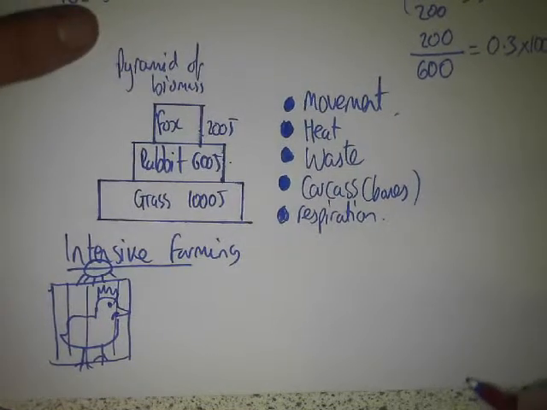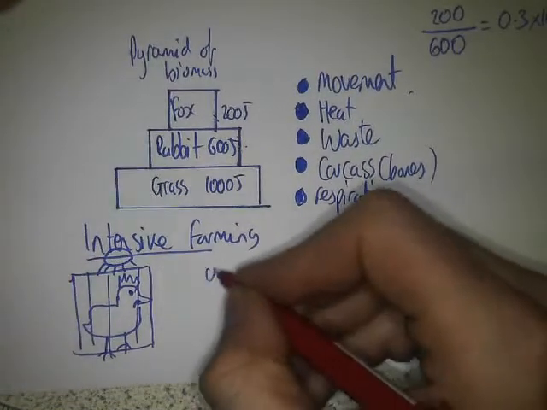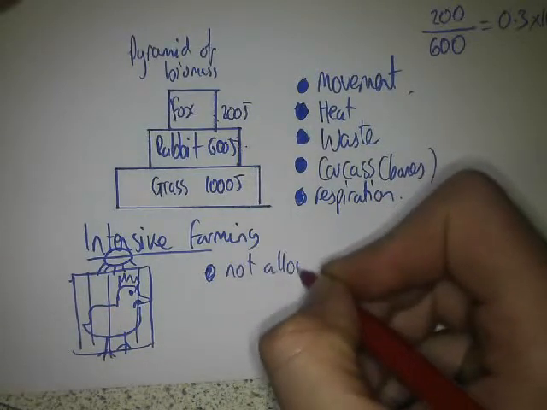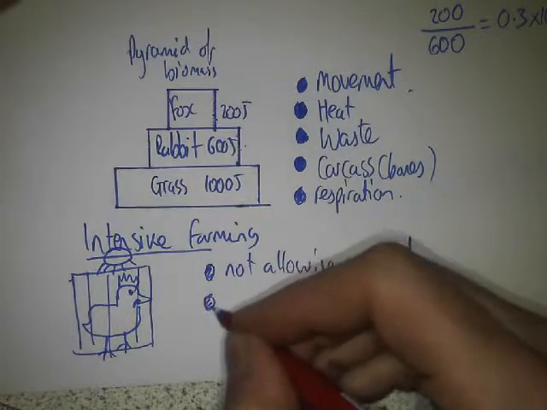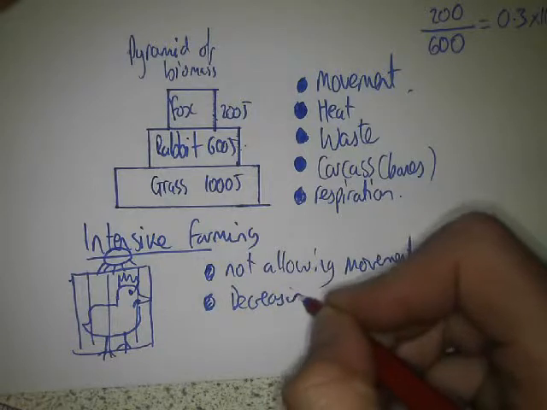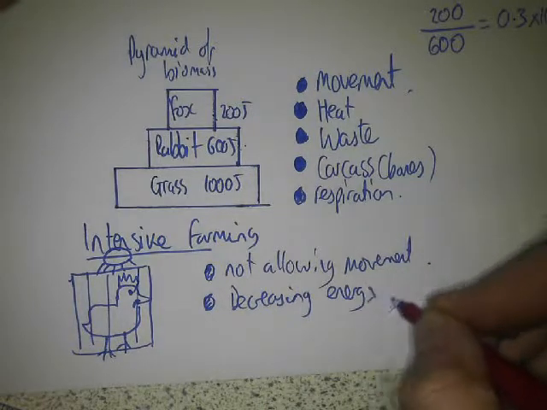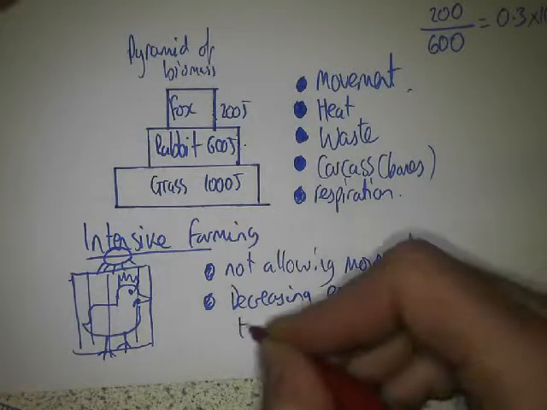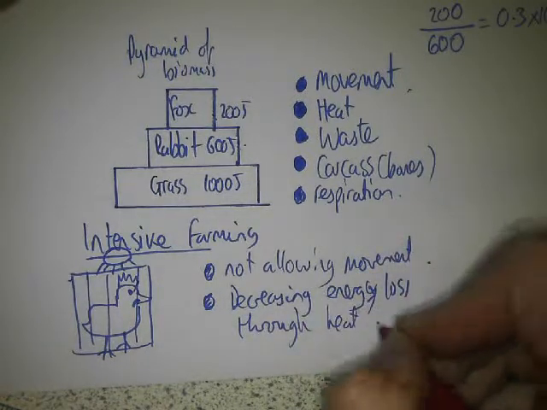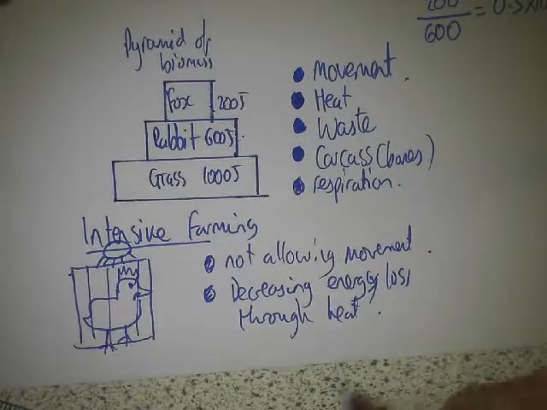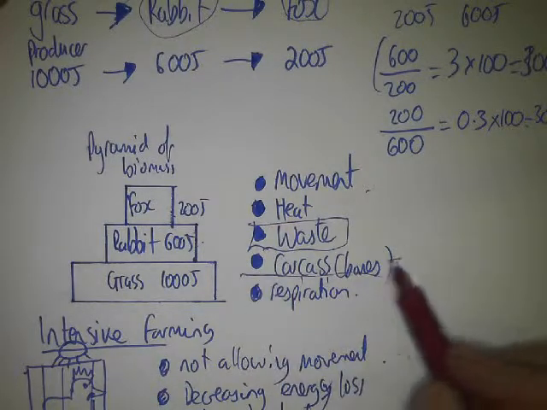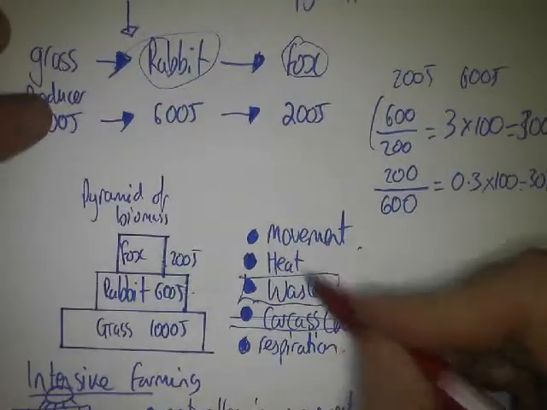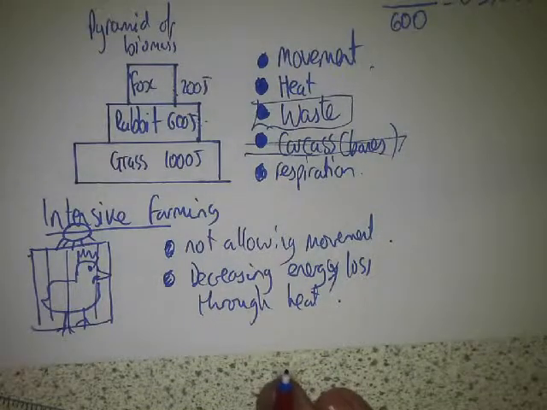So the answer to that is, you're not allowing movements, and you're also decreasing energy loss through heat. You can't do much about waste. It will go to the bathroom, it will poo, basically. This doesn't apply. So it's these two, movements and heat. That's why this happens. Not very nice, I agree, but that's why it happens.